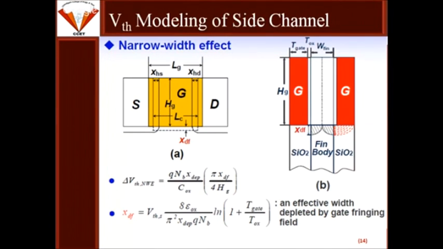So overall, there are two basic threshold voltage considerations. One is the short channel effect and another is the narrow width effect. If either of these parameters is changing, the threshold voltage is also changing.